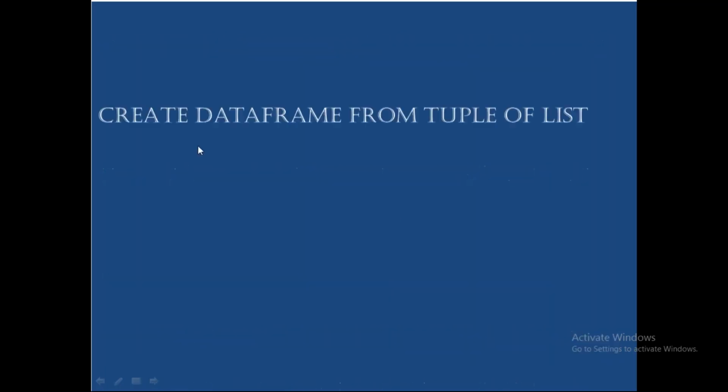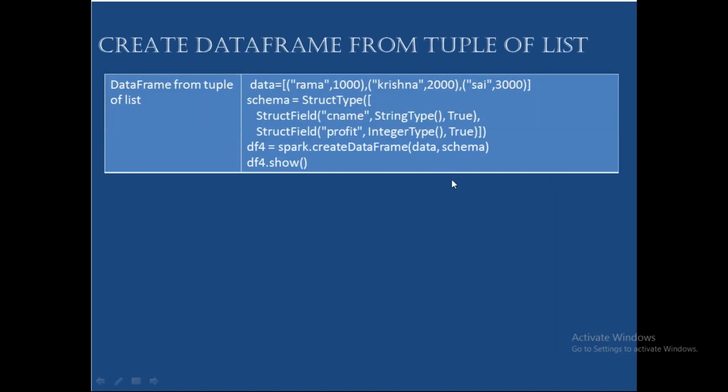Let's see now how to create data from a tuple. You already know tuples. Here: Rama, 1000; Krishna, 2000; Sai, 3000. Each of these is a tuple. You have three tuple objects, and these three tuple objects I created inside a list. We discussed all these things. This is a list.